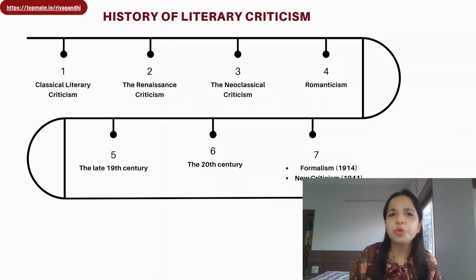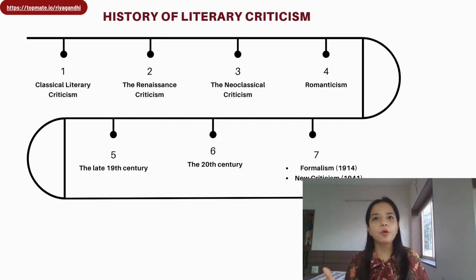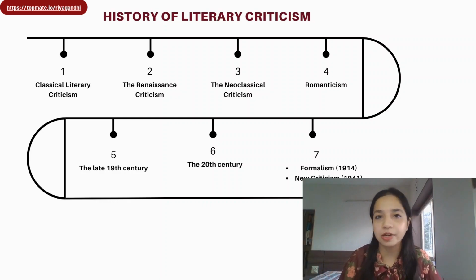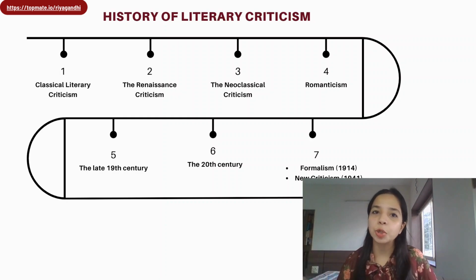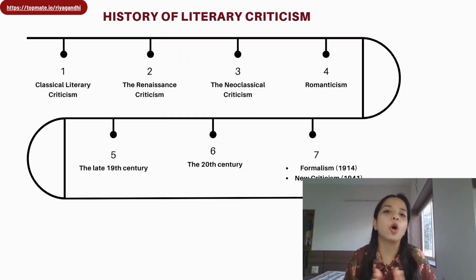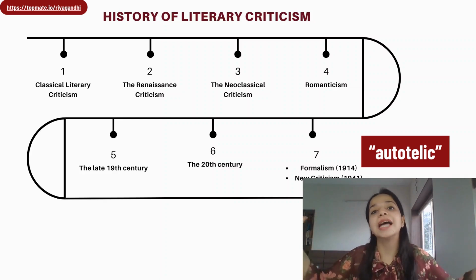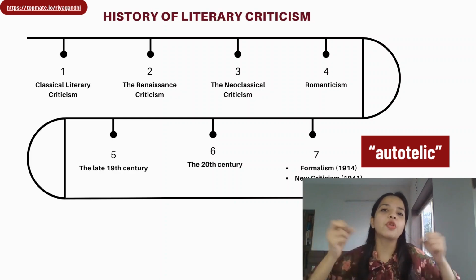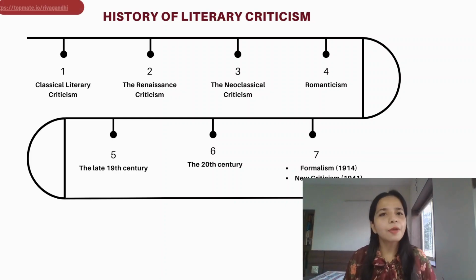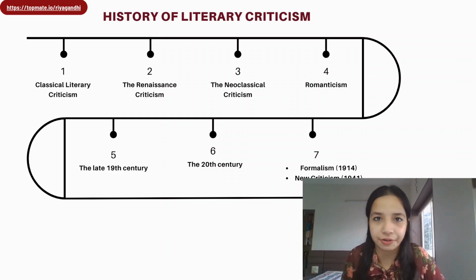And when it comes to new criticism, it is basically focusing upon the close reading of the text, wherein you take the text to be autotelic, which means that you don't need to depend upon any outside resources to extract meaning from the text. Now, this was a brief and quick overview of the history of literary criticism.